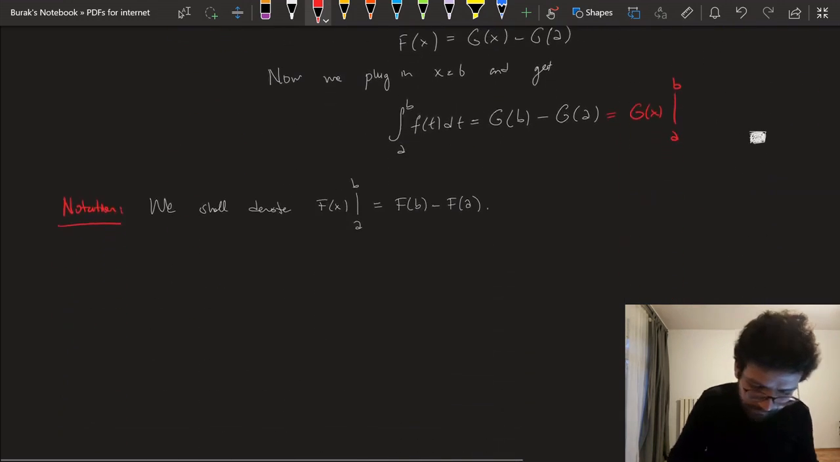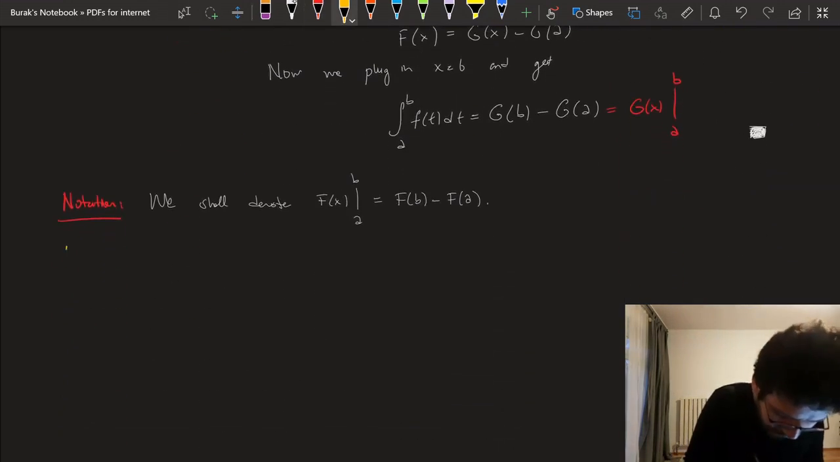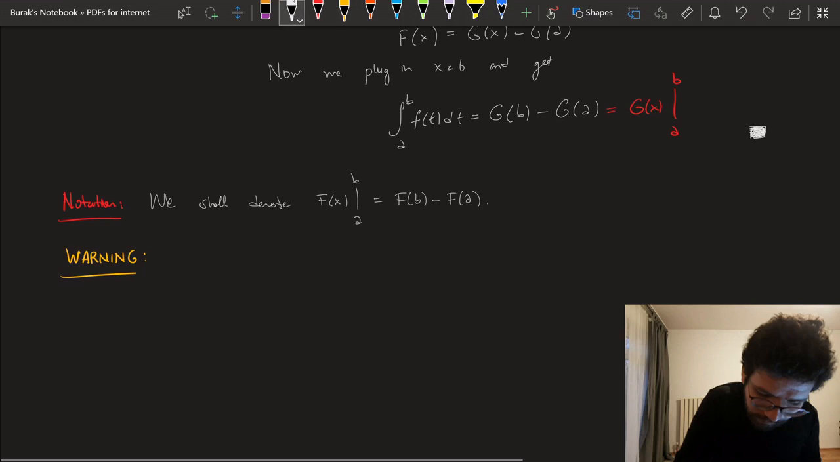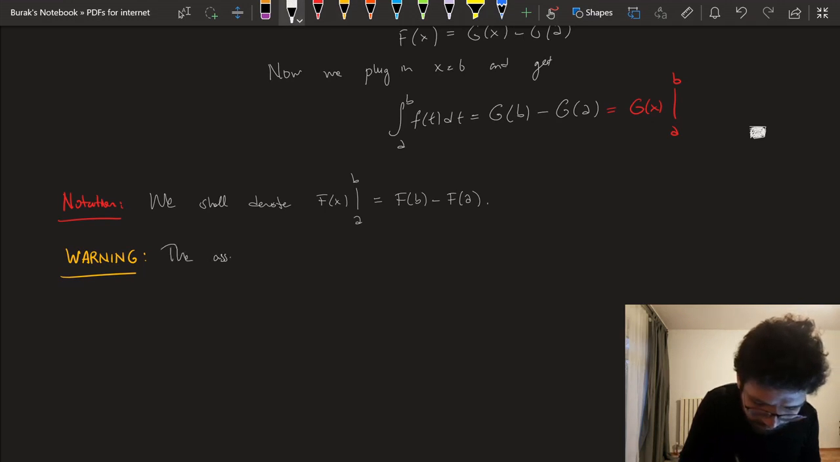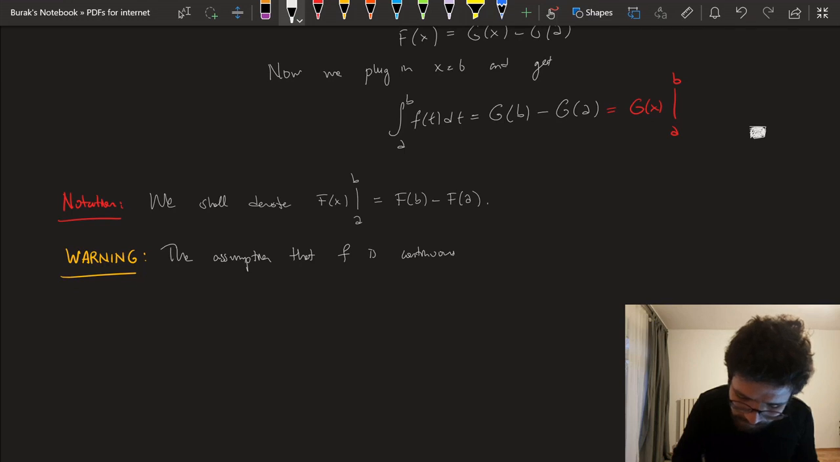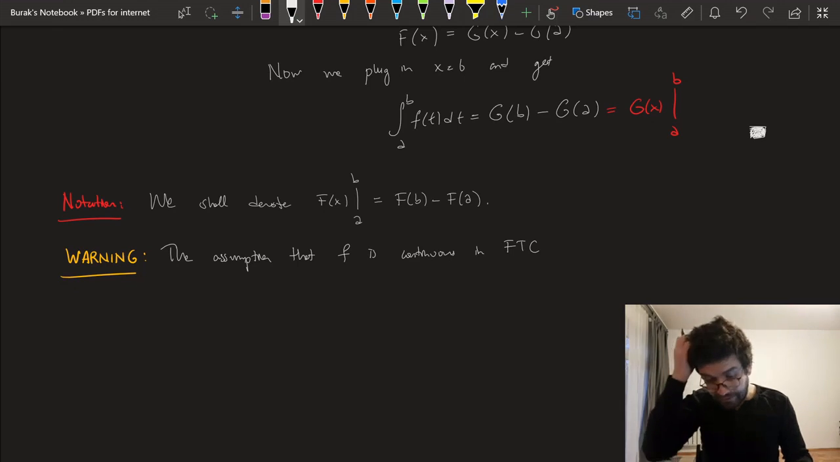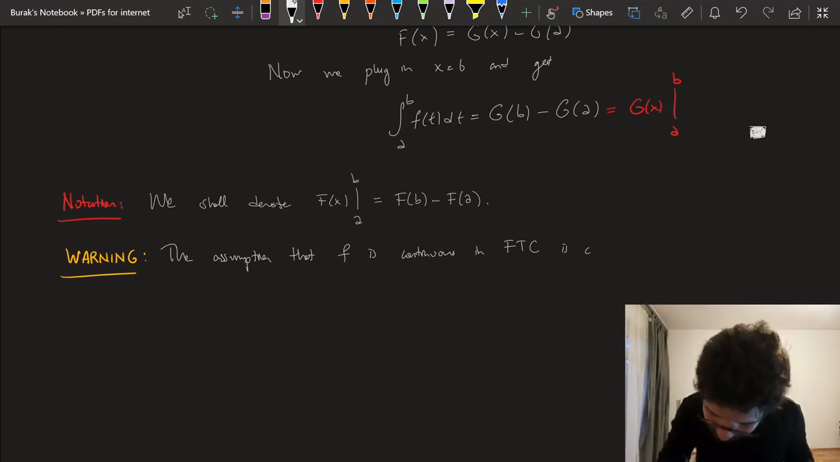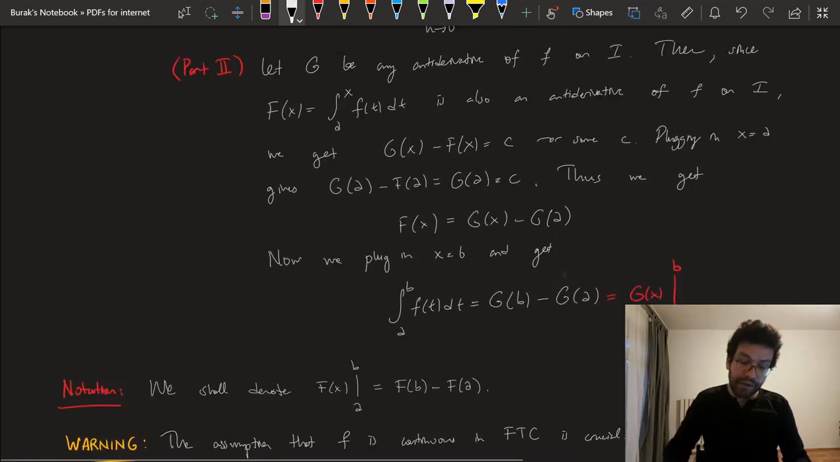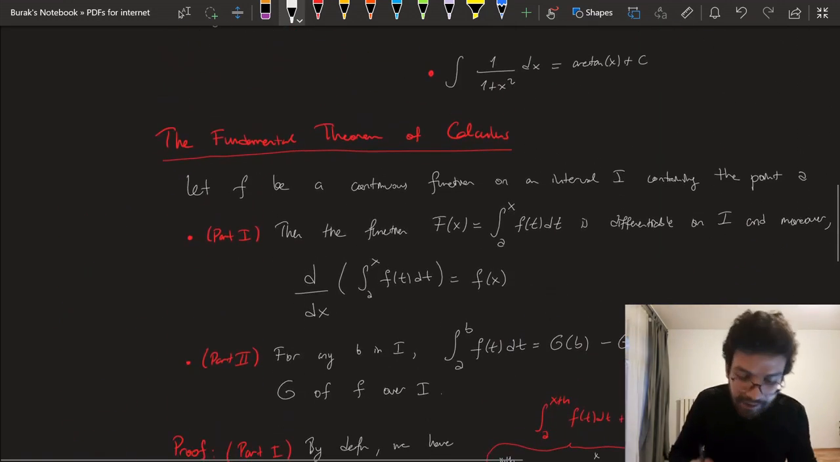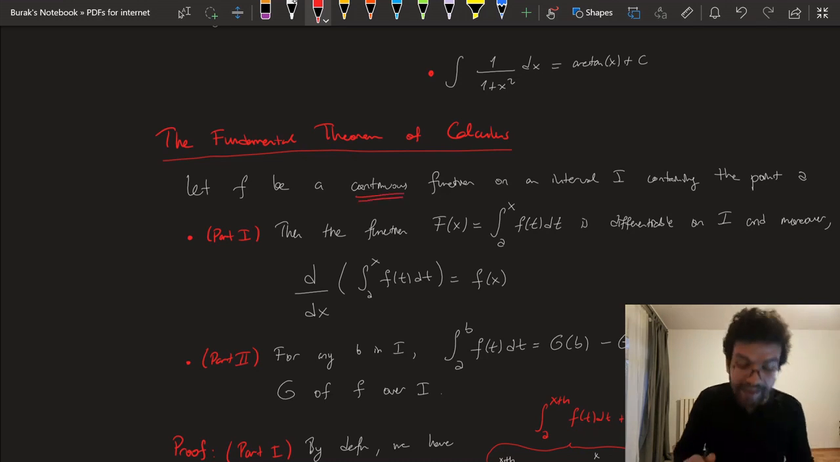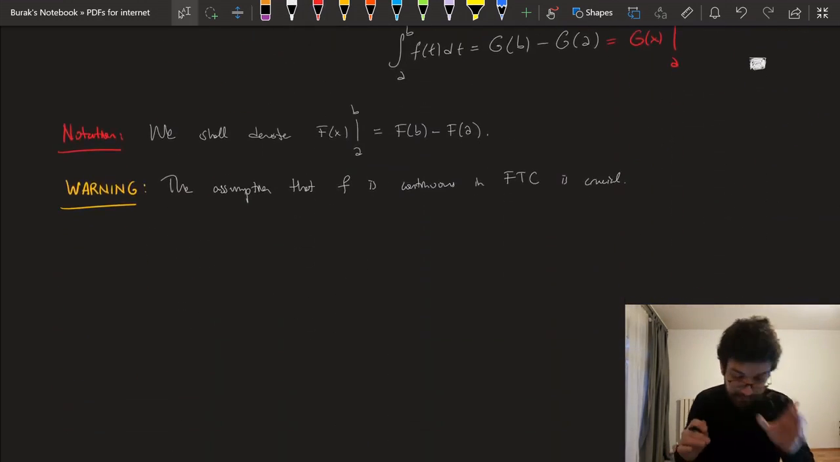Let's just say warning. The assumption that f is continuous in the statement of the fundamental theorem of calculus, people usually abbreviate it like this, FTC, is crucial. If you look at the statement, I assumed that this function is continuous, and that assumption is actually crucial. Why?